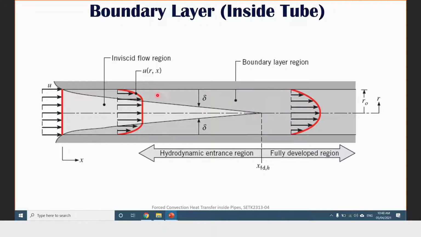As it goes deeper into the pipe, the inviscid flow region becomes smaller and smaller, and the boundary layer region becomes bigger until the inviscid layer does not exist anymore. Once the inviscid flow region does not exist anymore, we call this the fully developed region. So in the fully developed region, we have a fully developed velocity profile. Okay.